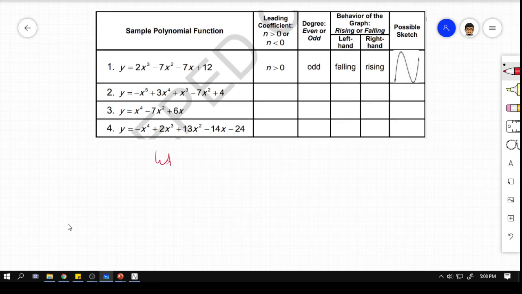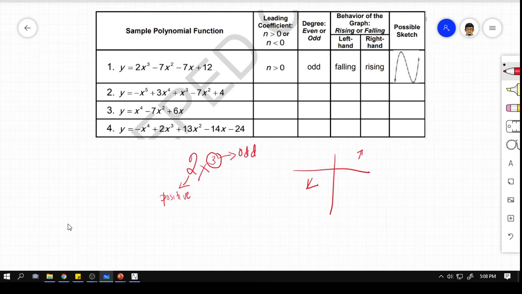If the leading term is 2x cubed, now observe the leading coefficient. Okay? If the leading coefficient is positive and it is odd, automatically, yung graph mo daw ay falling to the left and rising to the right. Okay?